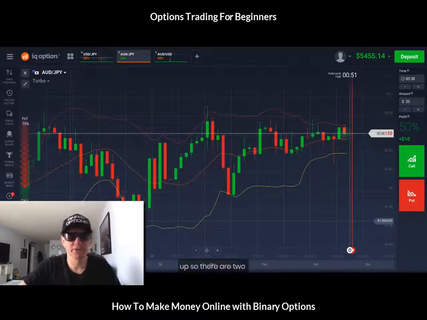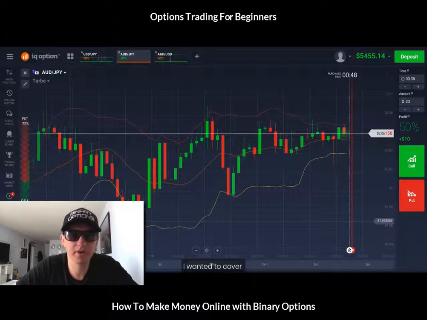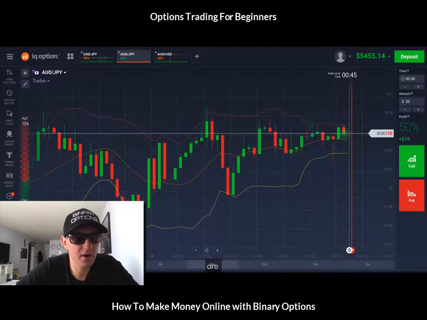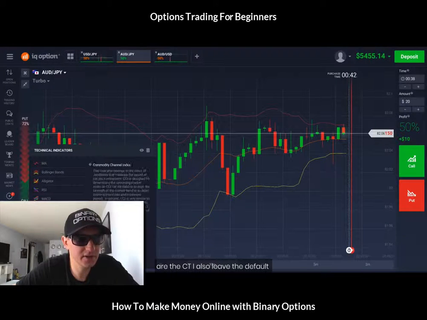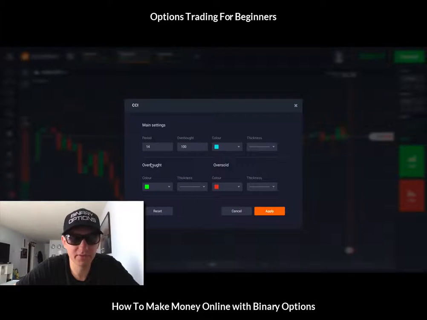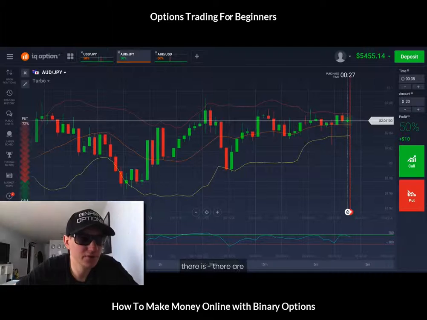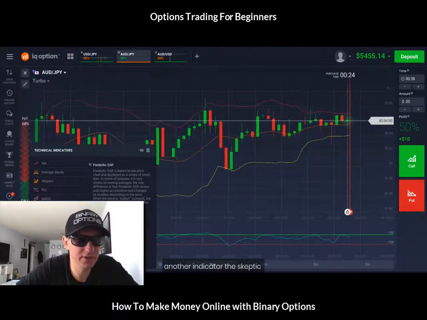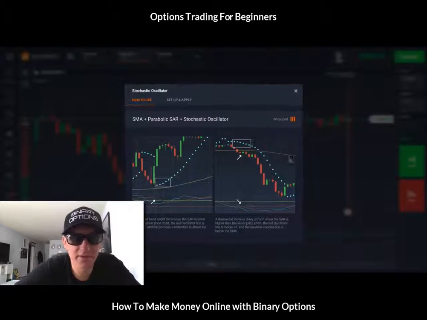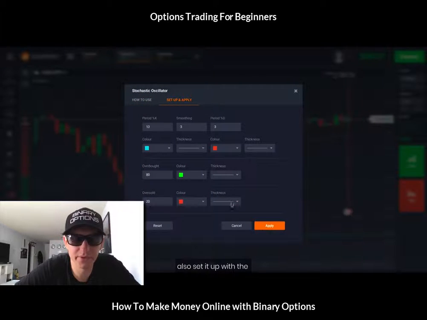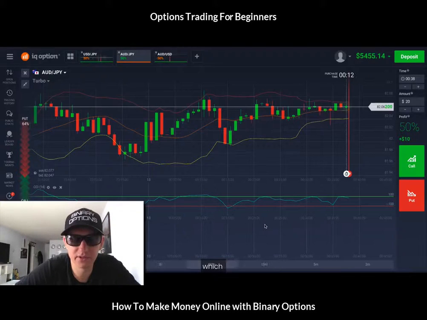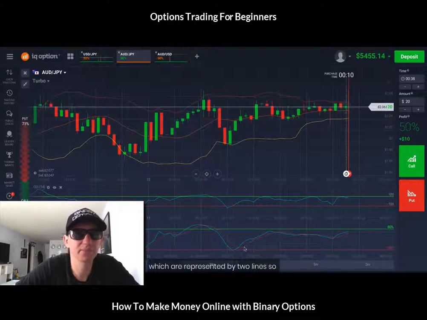So there are two more indicators that I wanted to cover in this session. They are the CCI. Also, I leave the default settings. There is one line. There are two lines in another indicator, the stochastic oscillator. Also set it up with the default settings. There are two periods, period K and D, which are represented by two lines.